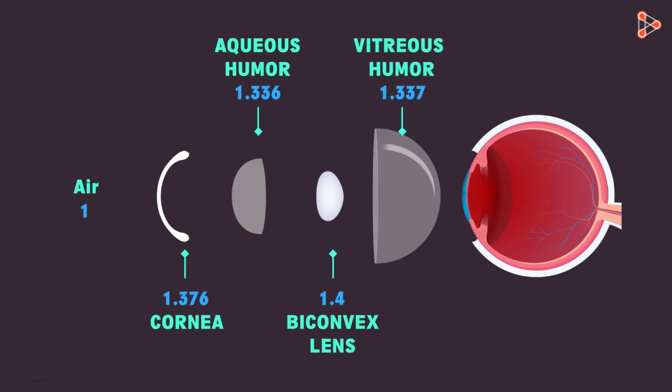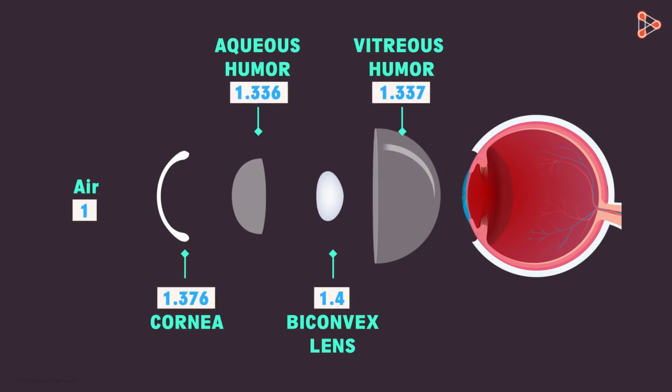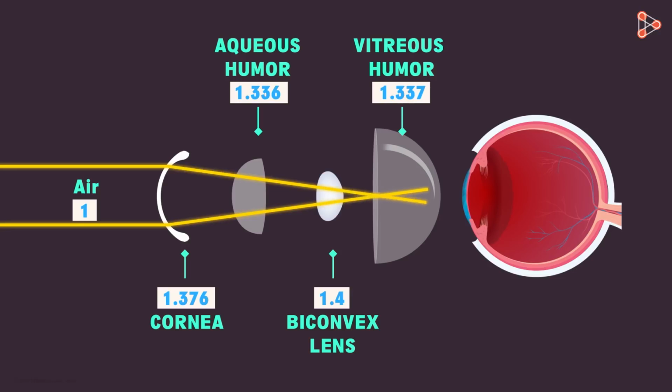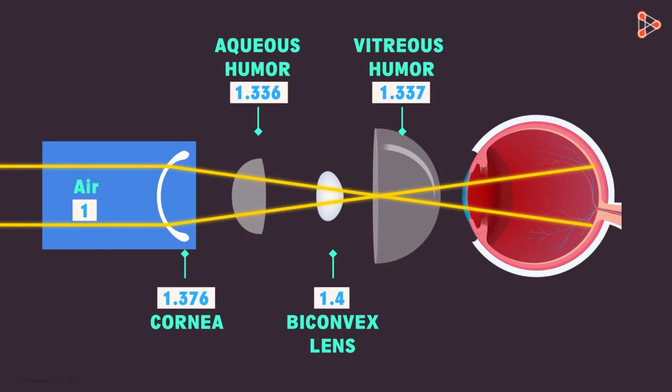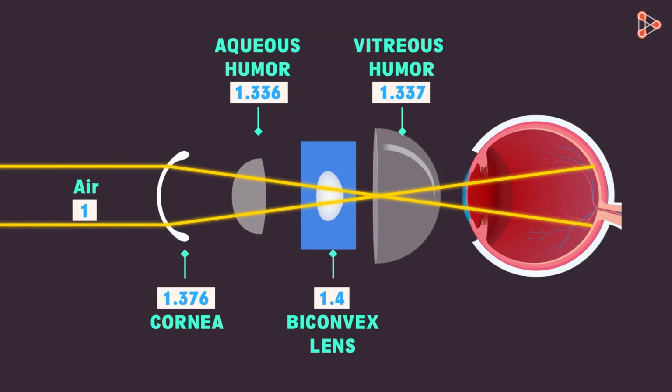And here are the approximate refractive indices of the media. Now, if you notice, the refractive indices of air and the cornea are largely different, whereas the others are not significantly different. Hence, most of the refraction that happens is at the air-cornea interface. Refraction does occur at other interfaces too, but not as much as this interface. The lens also refracts the light.